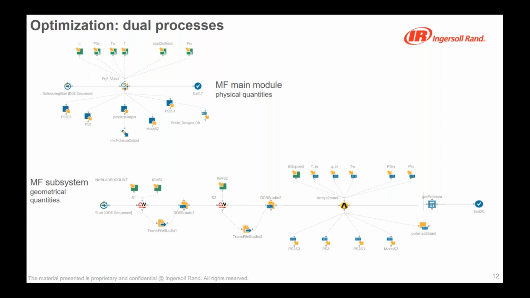And then I can have the two processes running in series, or running only the geometrical one, and then eventually running only the main module. Now, this is from the process. Let's go see some of the results.